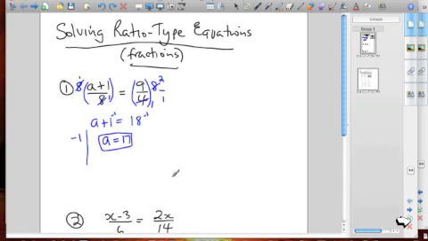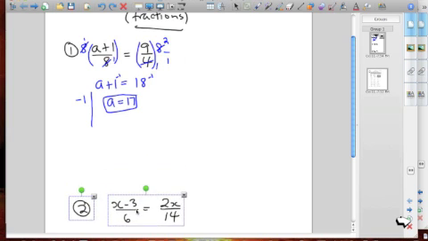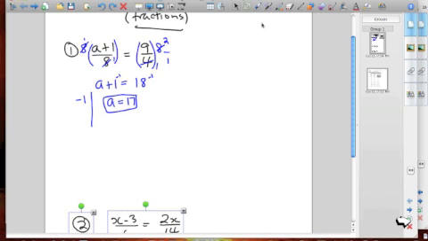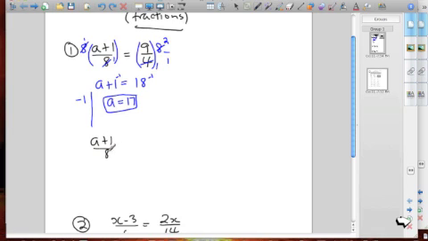Now, let's try it a different way here. We should get the same answer, but it's just a slightly different method to get there, which is why it's so important to show your work and to be very clear when you're writing. Okay, let's rewrite the same question. A plus 1 over 8 equals 9 over 4. Now, what if instead of multiplying both sides by 8, I multiply both sides by 4? Let's try the other denominator. Let's see what happens.